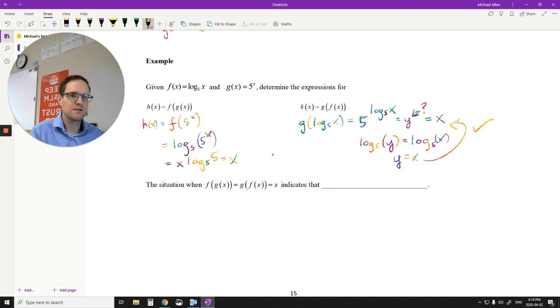So that's good. If this is what happens, if I put one into the other and the other into the one, and I get x out, this indicates that these are inverses of each other.